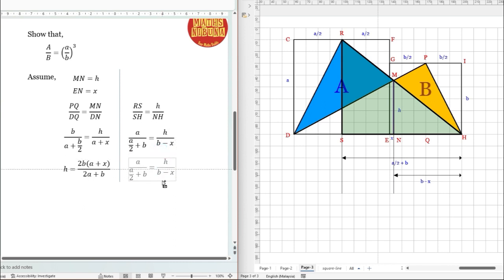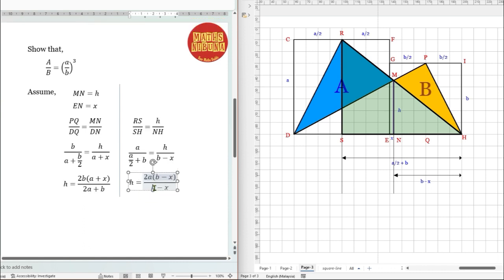From here we can find our h. I can say that h equals 2a, almost the same thing, 2a times b minus x. At the bottom I times 2, so this one becomes a plus 2b. So a times b minus x, times 2 gives 2a, and here becomes a plus 2b.